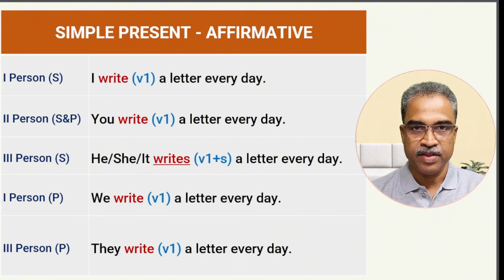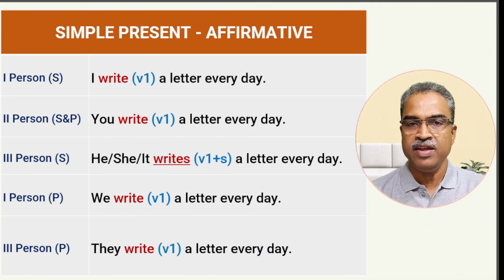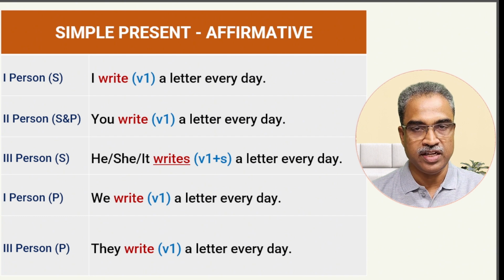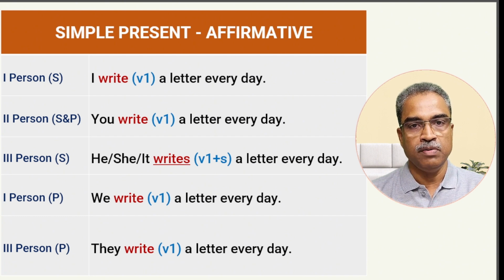First, after I, we use the main verb, any main verb. We use the V1 form, that is write here. I'll be using this verb write, wrote, written, throughout all the tenses so that you will not have confusion. That is the reason. Plus, we know that write, wrote, written is an irregular form. So naturally, in which tense, which form is used, you will know.